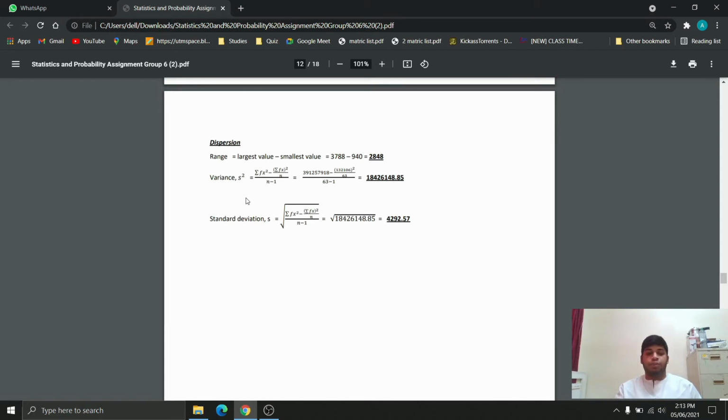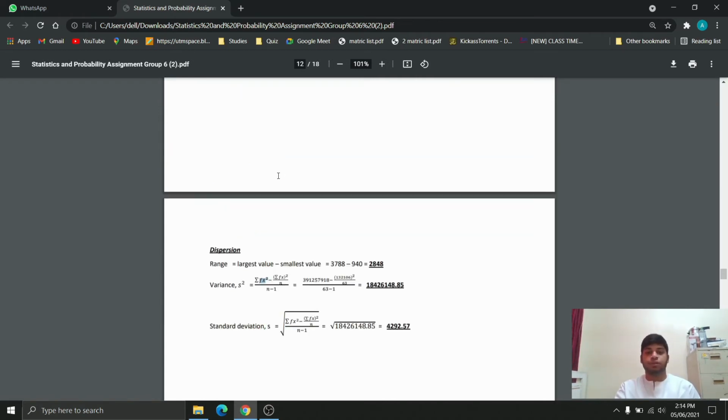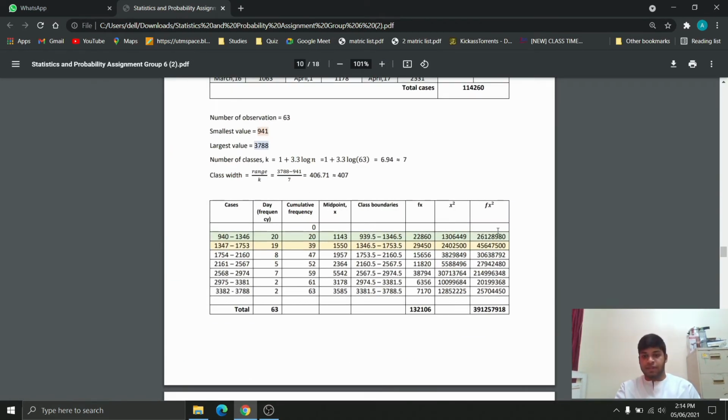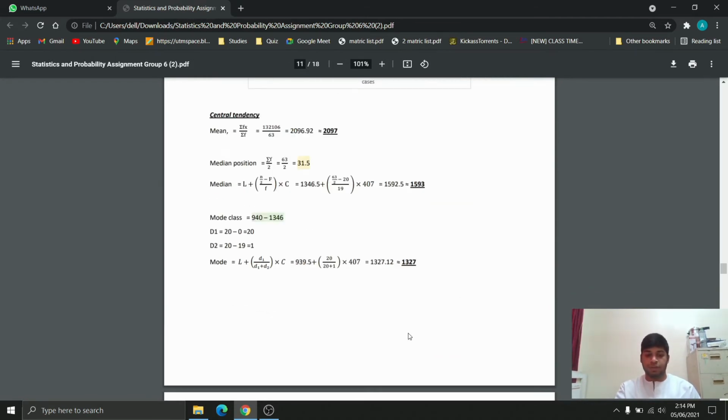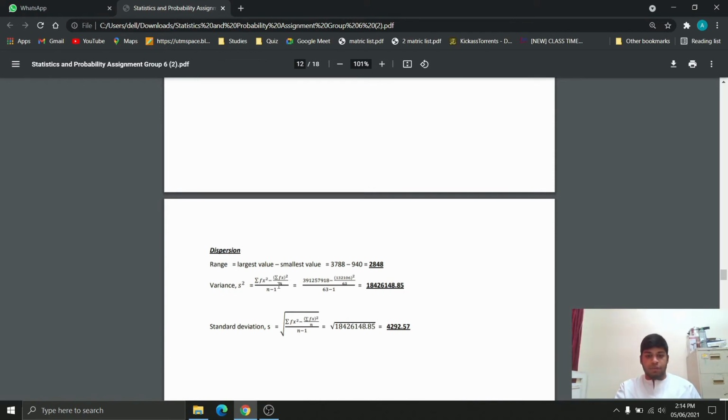For the variance part, we need to use this formula, which uses a separate column: the summation of fx square, that's the total of this fx square column, then minus the summation of fx, whole square. So this is the total of fx square, and this is fx whole square, so we shouldn't be confused about that. This part is the whole square of the column total, so here we just use this value. Then n is the number of observations, we substitute the values and we get this value.